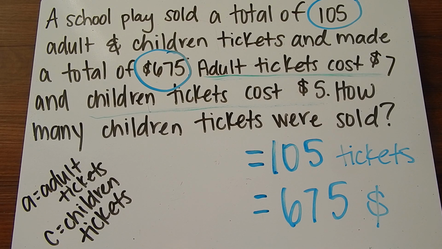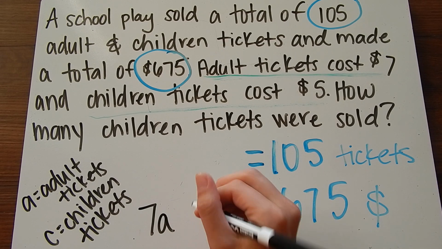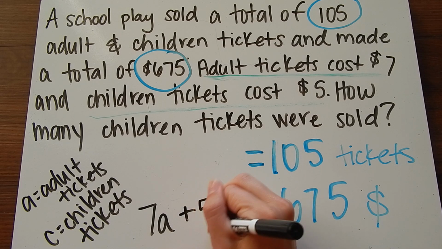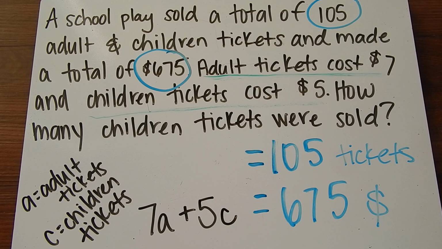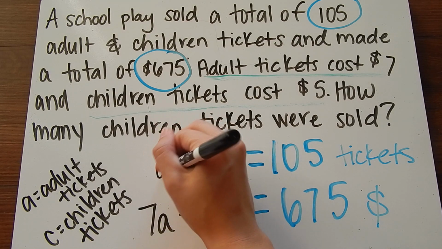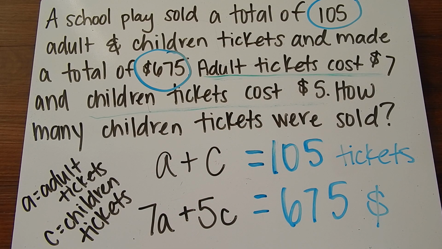So adult tickets cost $7, that's going to be 7 times A for adult, plus, because I have a total, I am adding. Children tickets cost $5, so it's going to be 5, and I called children tickets C. So that's my one equation. To finish up my first equation, I have a total number of tickets. Well, the types of tickets I have are adult, which we call A, plus children, which we call C. So those are my two equations.